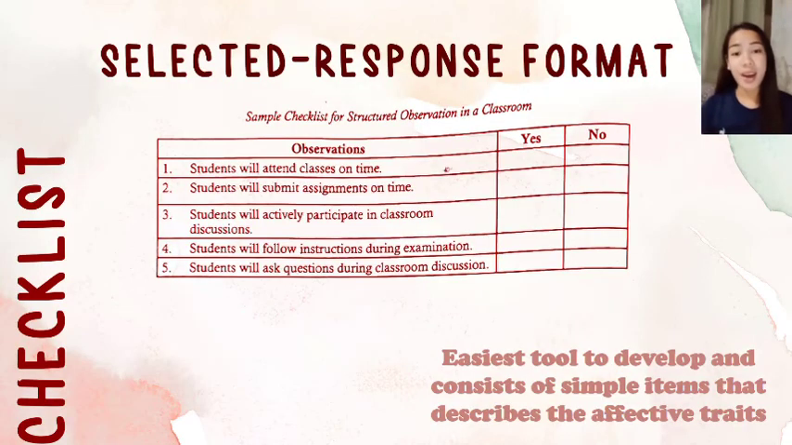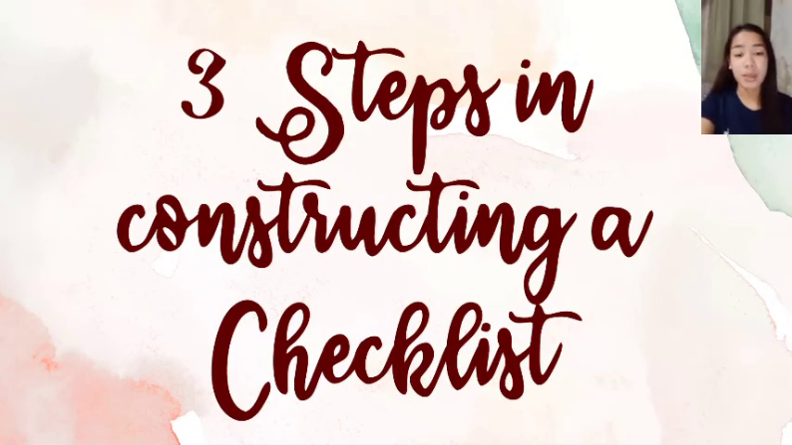Another type of selected response format is the checklist. Checklist is the easiest tool to develop compared to rating scale and semantic differential scale. It consists of simple items that the students or teachers mark present or absent on a certain attribute that describes the affective traits. According to Macmillan in 2001, there are 3 steps in constructing a checklist.